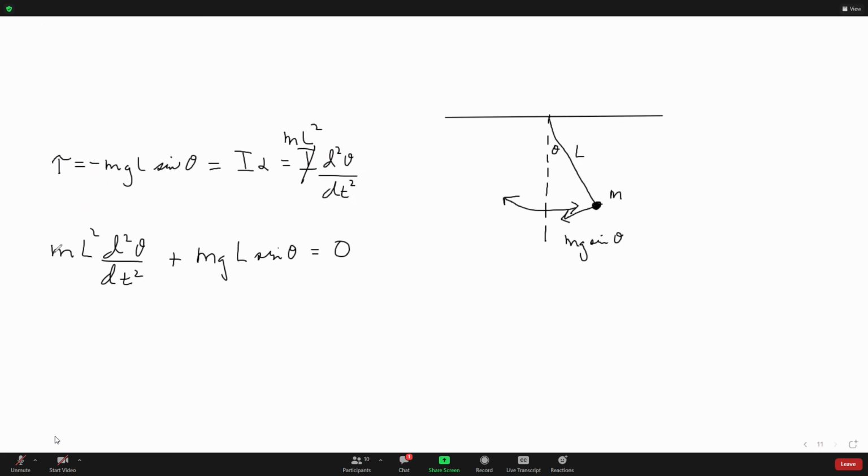And if I divide through by ml squared, what I'll end up with is d squared theta dt squared plus g over L sine theta equals 0. This is not a simple harmonic oscillator. Adam, can you tell me why? How is this equation different from the harmonic oscillator equation?